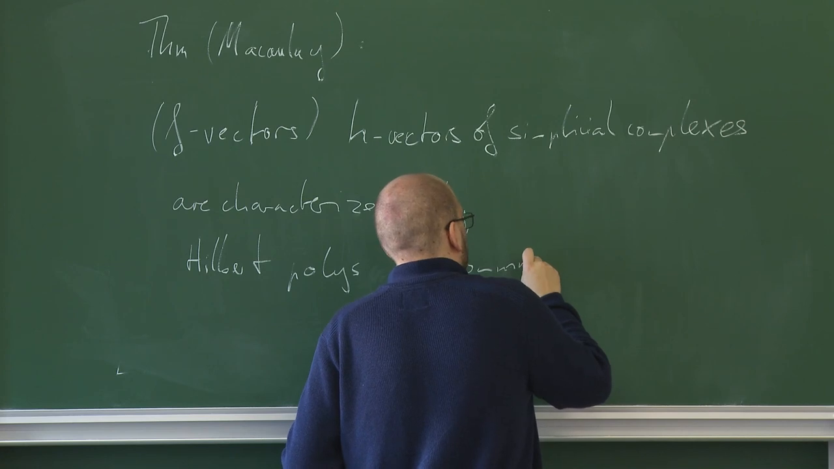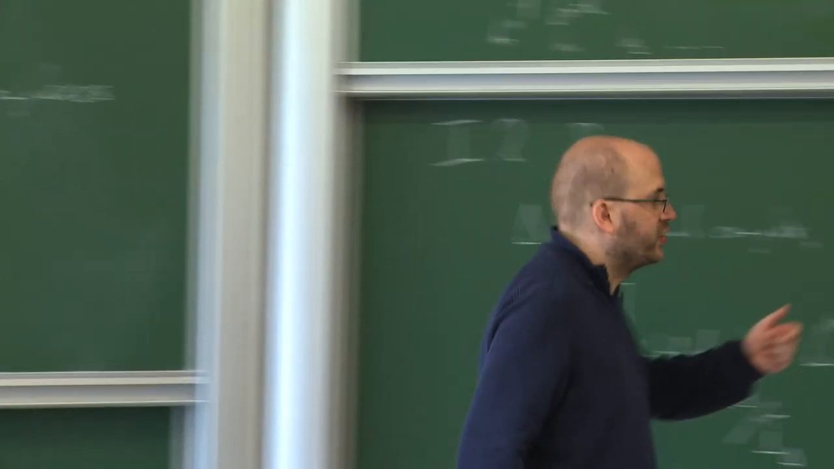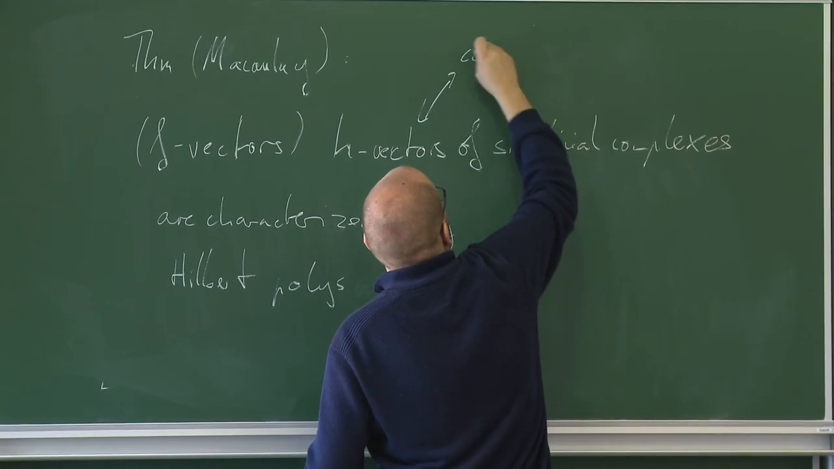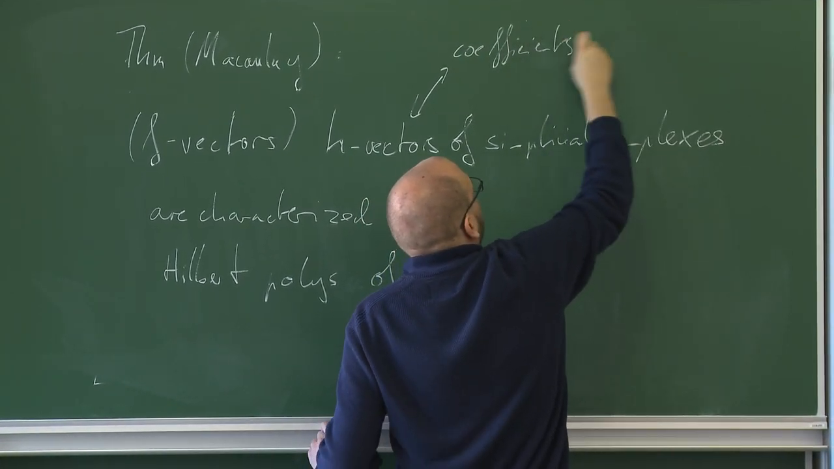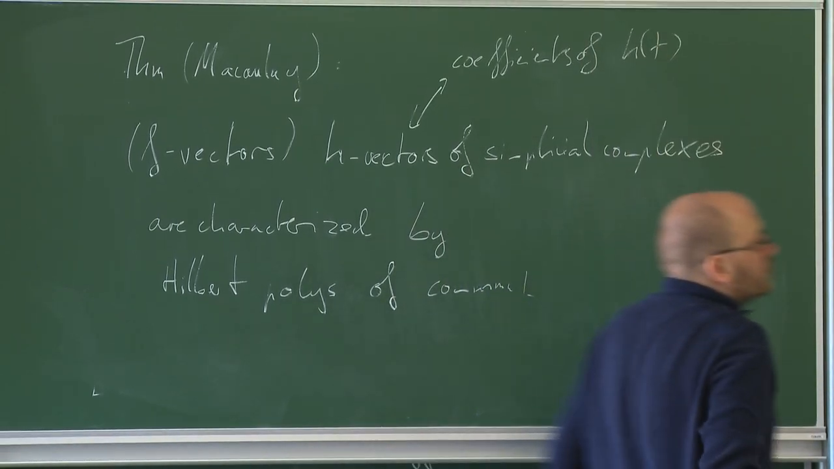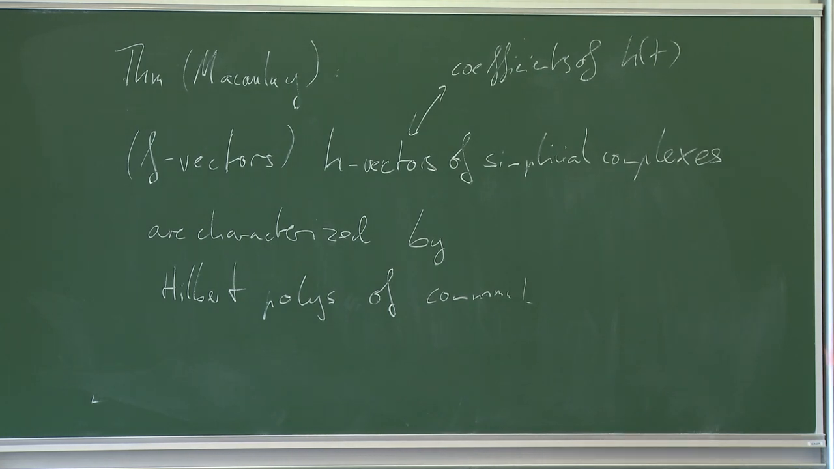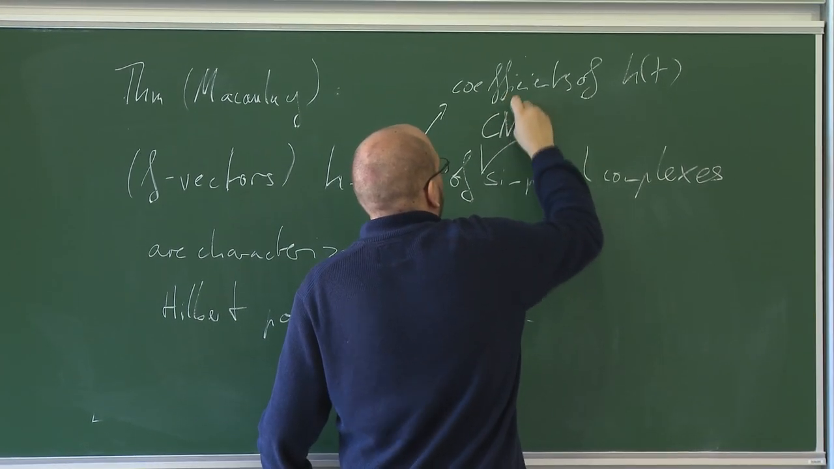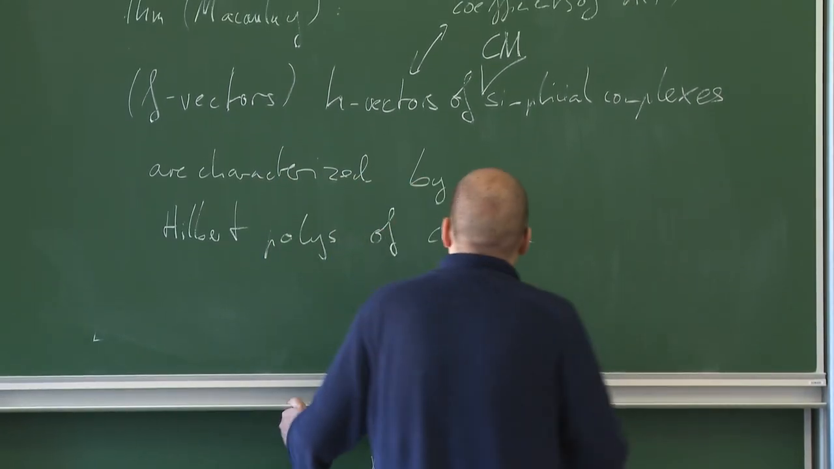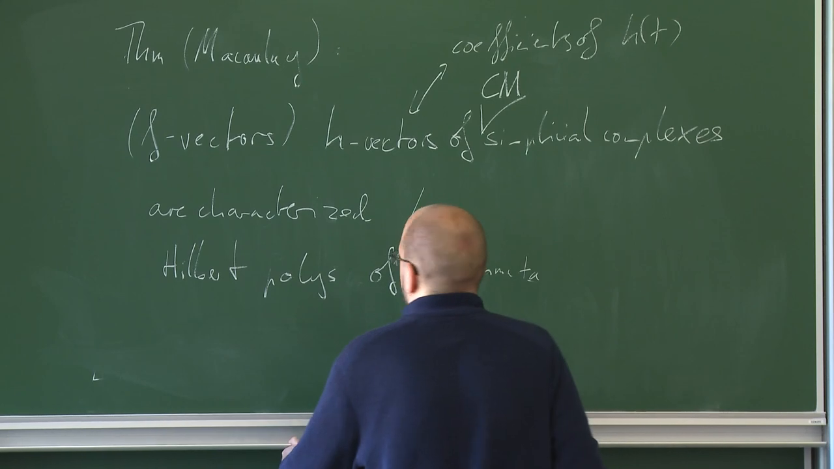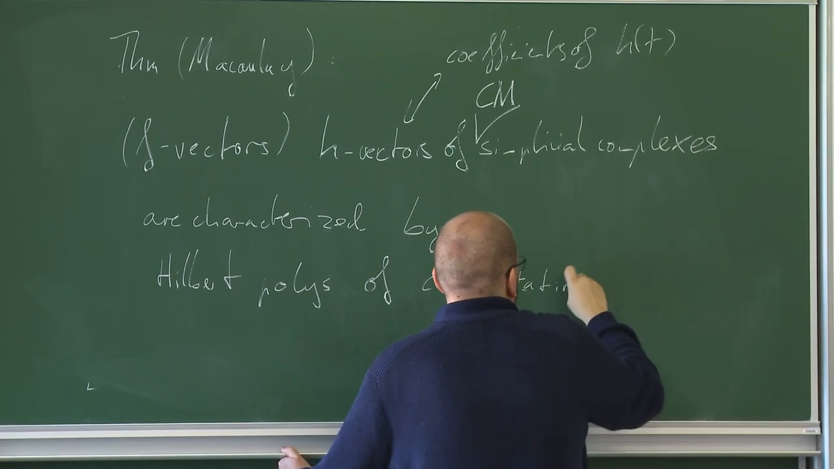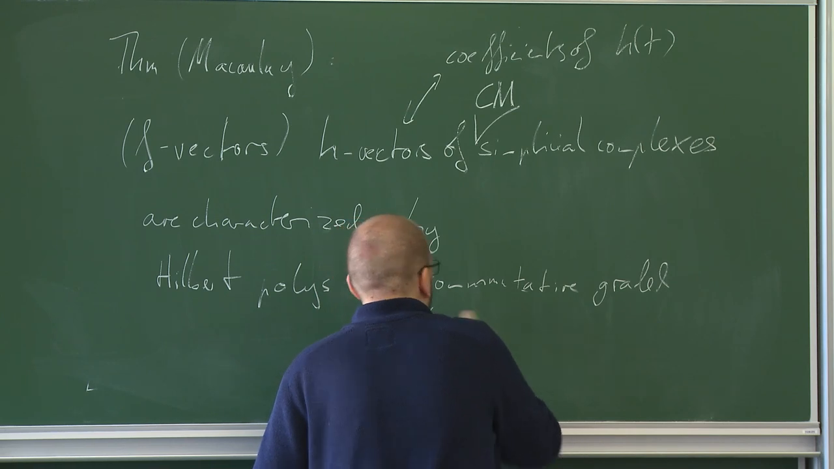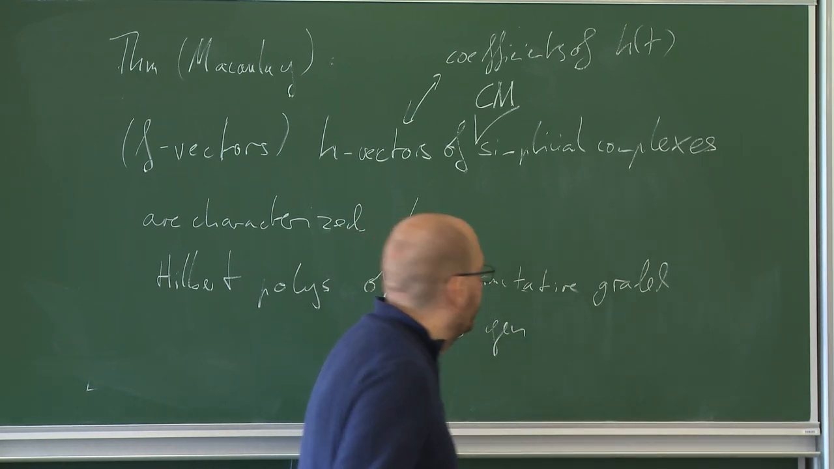What is an H vector? H vectors are the coefficients of the H polynomial, H of T, of Cohen-Macaulay simplicial complexes. They are characterized by the Hilbert series of commutative graded algebras generated in degree one, which is just a fancy way of saying I take a polynomial ring.